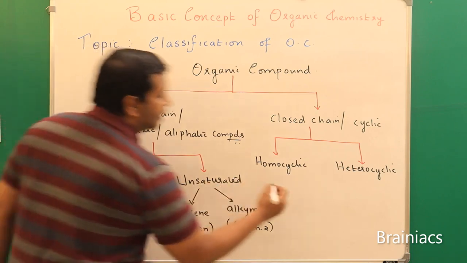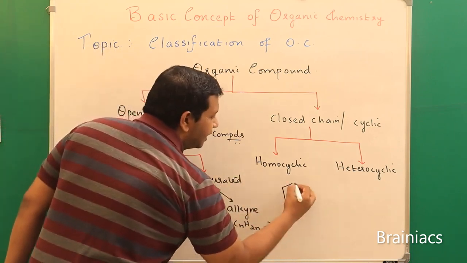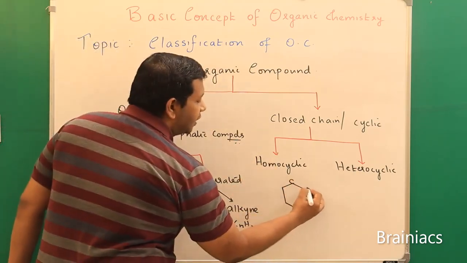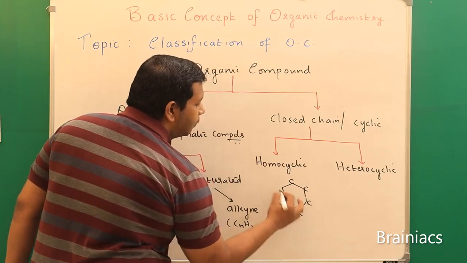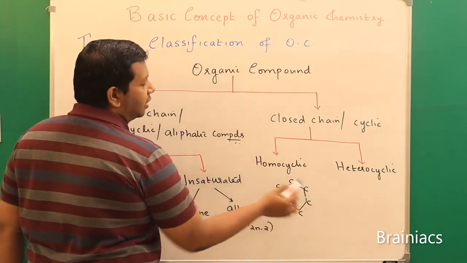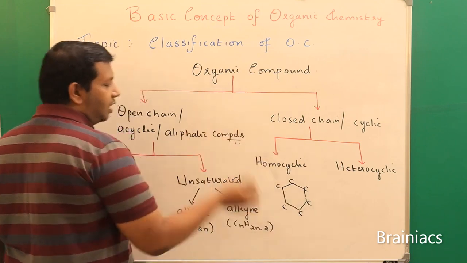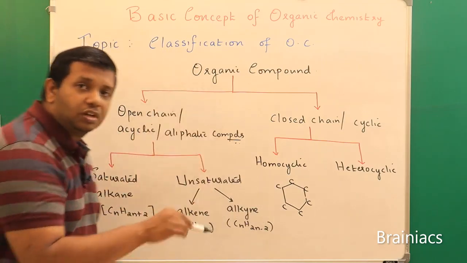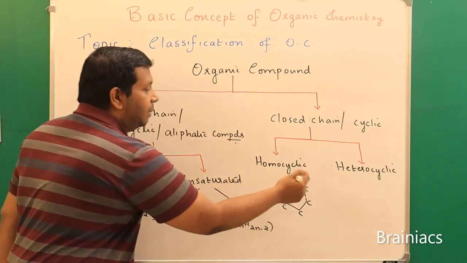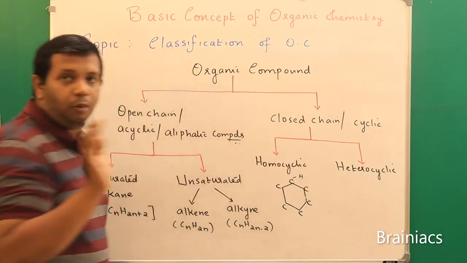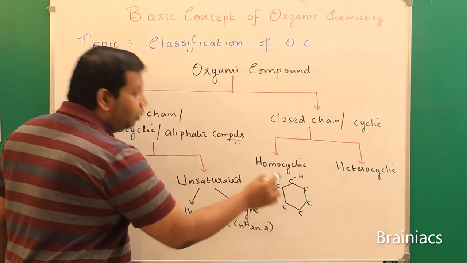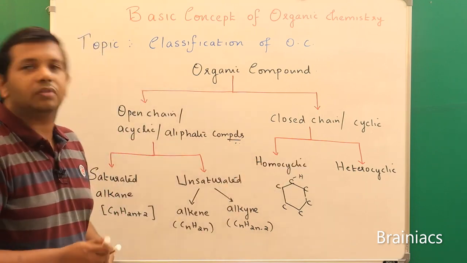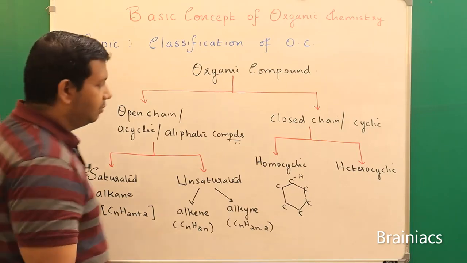That means, for example, if I am drawing a cyclic structure, consider this is a closed chain compound, and the ring is made up of only one type of element. Now you can see here carbon connected to another carbon, this carbon is connected to another one, and so on. So the whole ring structure, please understand only the ring structure. Maybe this may be connected to hydrogen, that is not our problem. But the ring structure is made up of only one type of element. In that case we use the term homocyclic. Please understand that, very very important.